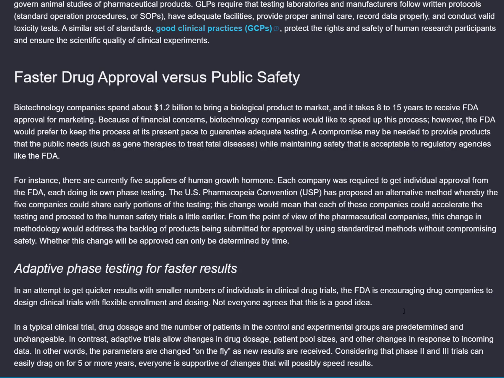GLPs require that testing laboratories and manufacturers follow written protocols, standard operating procedures, or SOPs, have adequate facilities, provide proper animal care, record data properly, and conduct valid toxicity tests. A similar set of standards, good clinical practices, GCPs, protect the rights and safety of human research participants and ensure the scientific quality of clinical experiments.